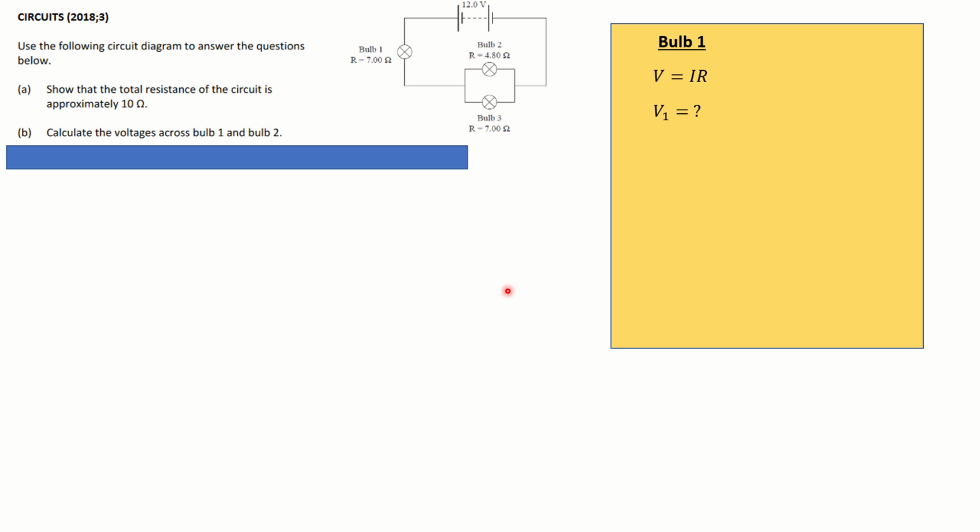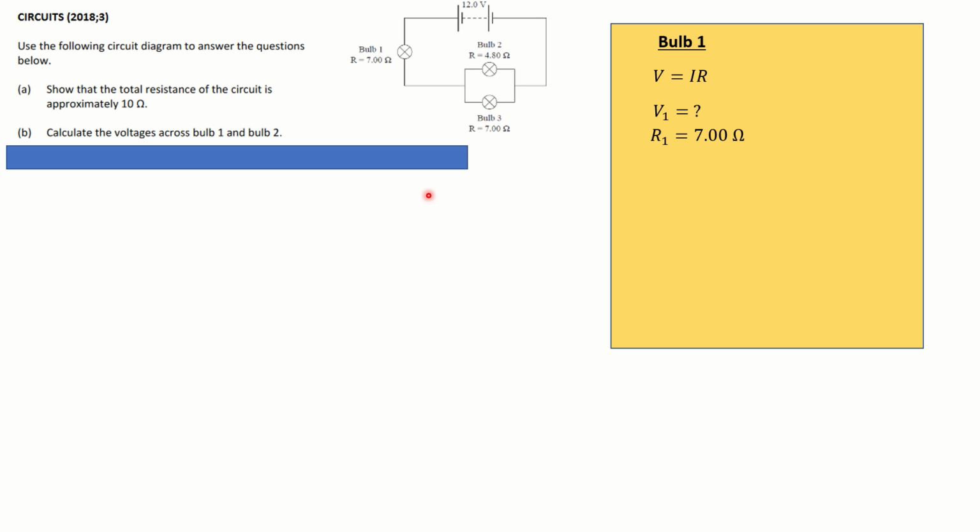Do we know the resistance? Yes, we do. It's 7 ohms. We're told the resistance right here. Do we know the current of bulb 1? Not right now, we don't, but we can work it out. In order to work out the current for a component in series, you need to work out the total current, because the total current is constant for resistors in series.